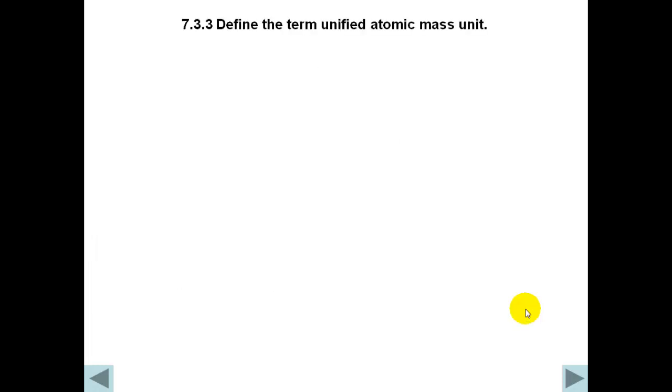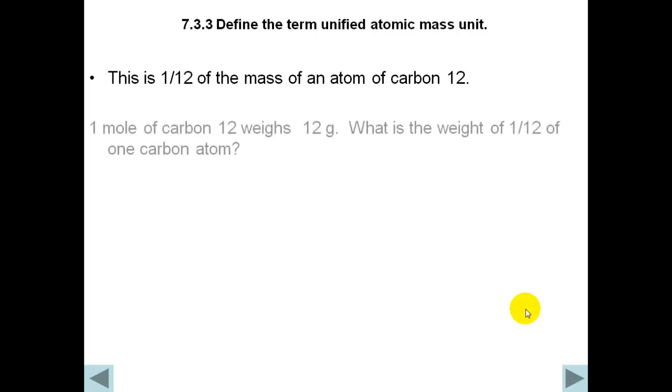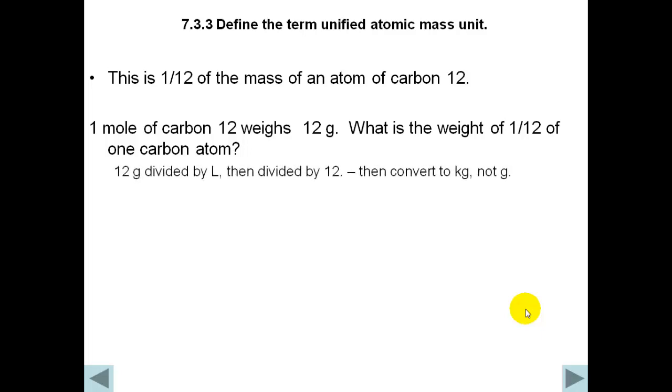Define the term unified atomic mass unit. This is the definition. It's 1/12 of the mass of an atom of carbon-12. So it's 1 unified atomic mass unit. So an example could be 1 mole of carbon weighs 12 grams. What is the weight of 1/12 of one carbon atom? So we basically need to find out 12 grams divided by Avogadro's number, and then that gives us the weight of one carbon atom. Then we divide by 12 to find out what 1/12 is. And you can try that now.